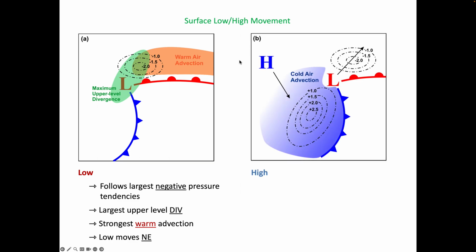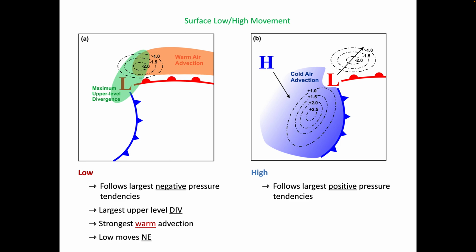Now, if we talk about high pressure, it's pretty much the exact opposite. Here we show our low moving off to the north and the east, and what we see now is that our high, in terms of its movement, is going to follow the largest positive pressure tendencies. And so we see in this case an example of a 2.5 millibar in 3-hour positive pressure tendency behind the cold front, located right here. And again, what the book does, it implies that this very strong cold advection makes the column weigh more. And again, that is not correct.